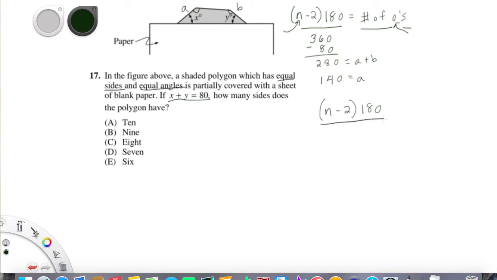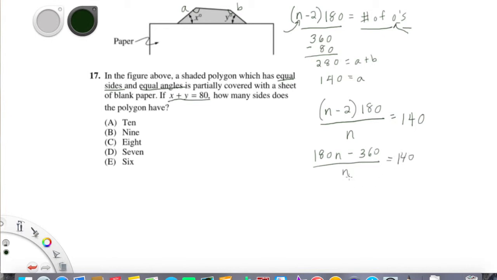This is the total number of degrees. If we divide that by the total number of angles, which again is n, then we should get the degree measure of one of our angles. And we know that degree measure is 140. So now we're well on our way. Just a little bit of algebra and we're done. Let's distribute that 180. We'll get 180n minus 180 times 2, which is 360. This is all over n, and this still just equals 140.